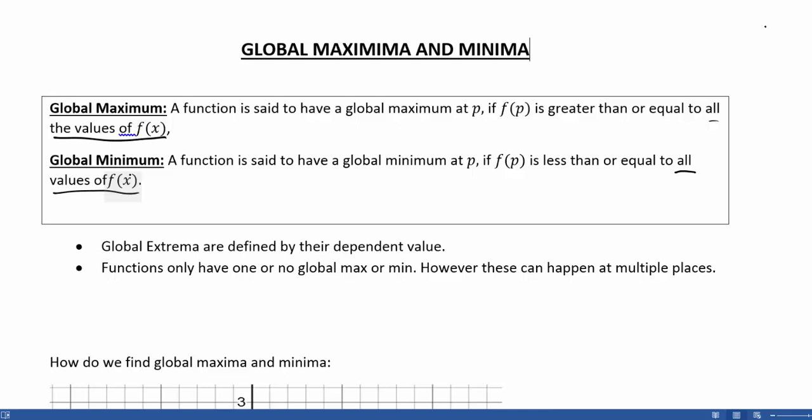So functions can only have one or no global maximum or minimum. However, this can happen in multiple places. So there's either one highest value for your function or no highest value. Think of a function that goes on forever and ever, and that function will not have a highest value.